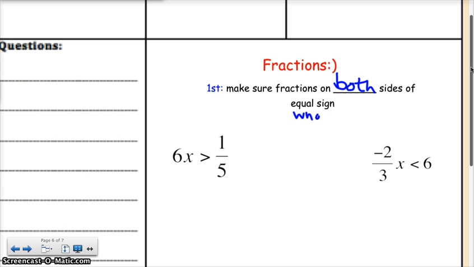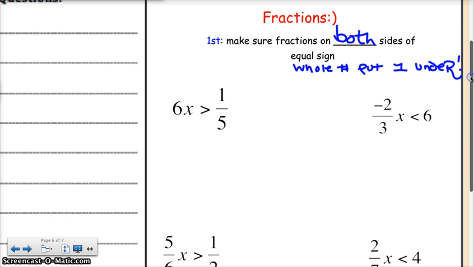So whole number, write this down. Everybody's writing this down. Whole number, put a 1 under. That's what that means. If you see a whole number, you're putting a 1 under it. All right. Remember, when you solve fractions, when you get rid of a fraction, you have to multiply through by the reciprocal. Maybe put a little star and say reciprocal. It will help you remember.